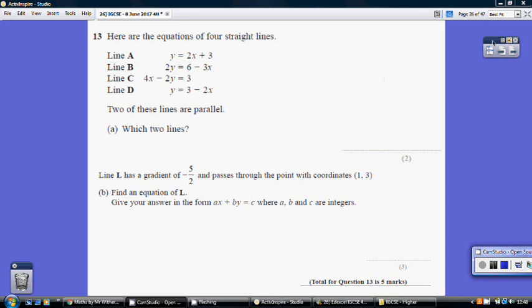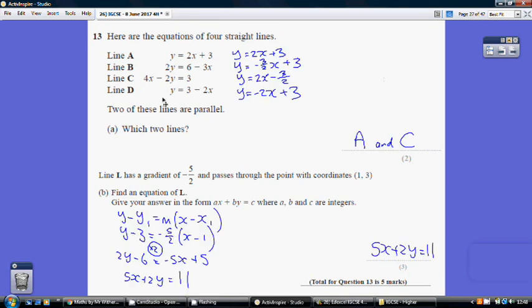Question 13. So in order to see which two are parallel, I need to work out the gradients of each of them, because parallel lines have the same gradient. So each of these I'm converting into y equals mx plus c format. So that one's already done for me. The one at the bottom just needs to have the 2 terms on the right hand side rearranged the other way around, so minus 2x plus 3.